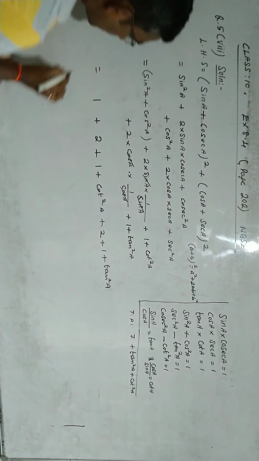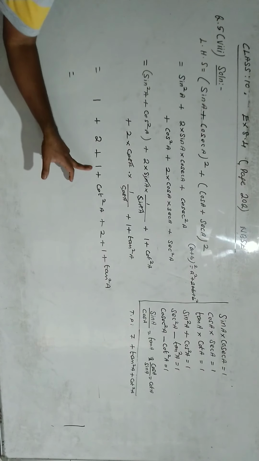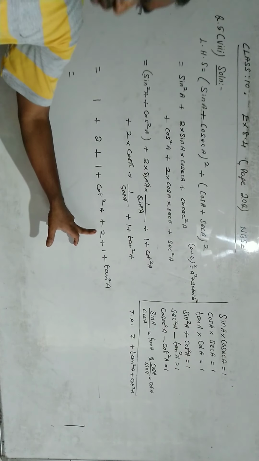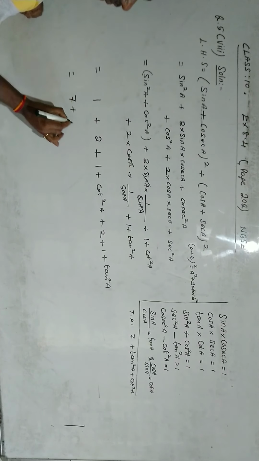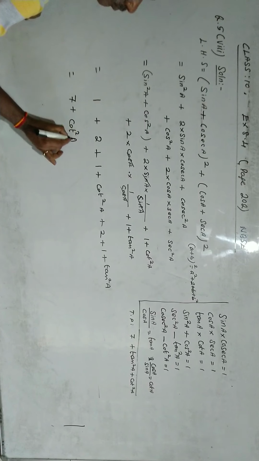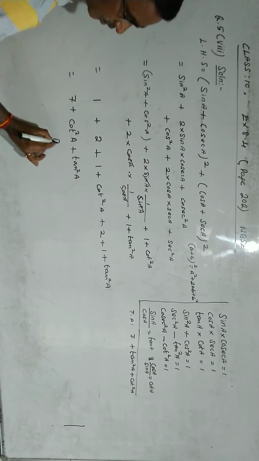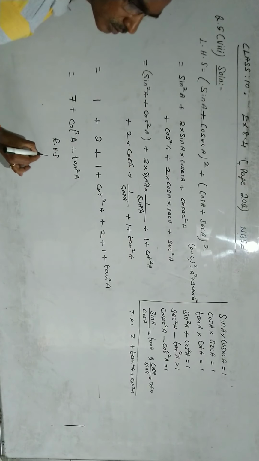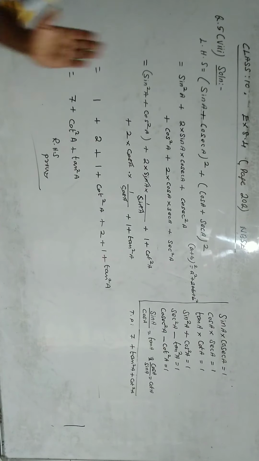Now you can add the numbers. 1 plus 2, 3, 3 plus 1, 4, 4 plus 2, 6, 6 plus 1, 7. So 7 plus cot square a plus tan square a. That's our answer, the right hand side. Okay, let's go to question number 8.